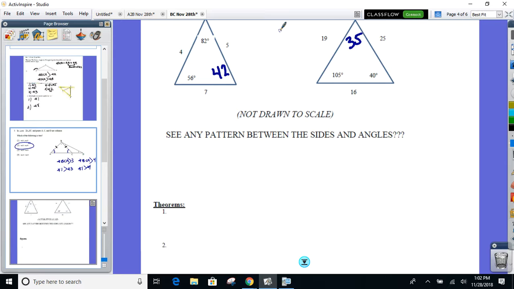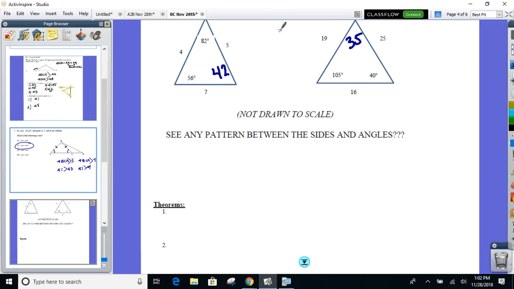Everybody, take a look at the first triangle, please. What is the smallest angle in that triangle? 42. What is the smallest side? 4. What is the largest angle? 82. What is the largest side? Where are they located? If you look back at any of the notes we've done, that is always the case. The smallest angle is always across from the smallest side. Biggest angle across from the biggest side.